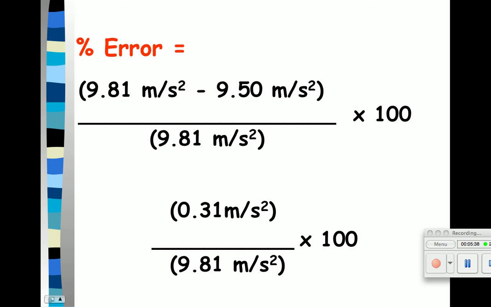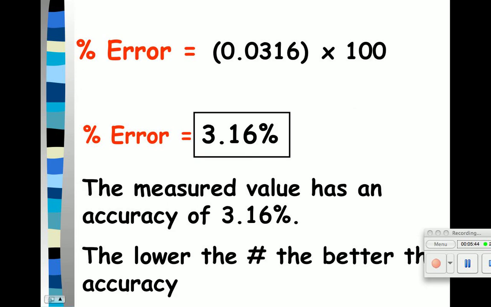So we do the math, we subtract these two numbers first, remember, then divide, order of operations in math, and I get a percent error when I take my number times 100 as 3.16%. Now, the lower the percent error number, the more accurate your measurement. So if this were 10.16, that would have more error in it than 3.16. We want a small percent error. So the measured percent error of my laboratory measurement has an accuracy of 3.16%. So the lower the number on the percent error, the better.